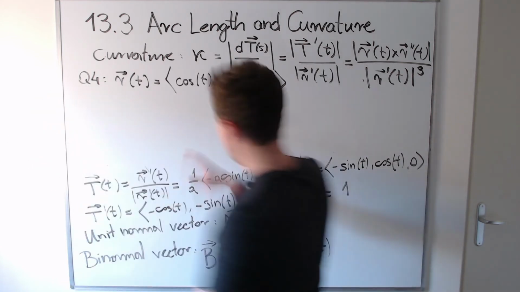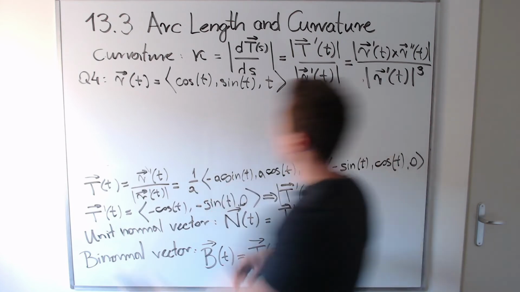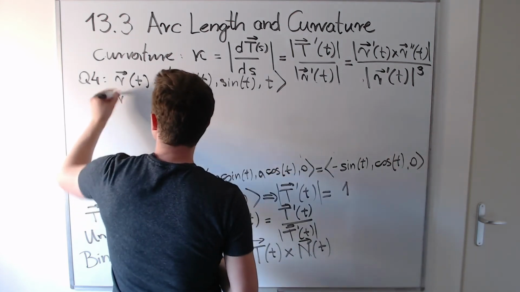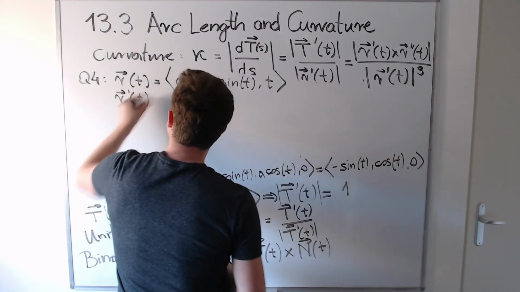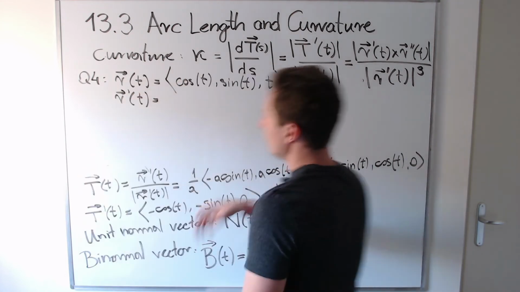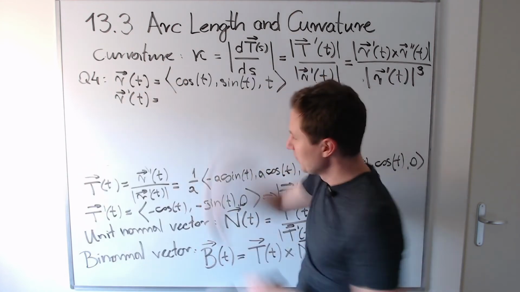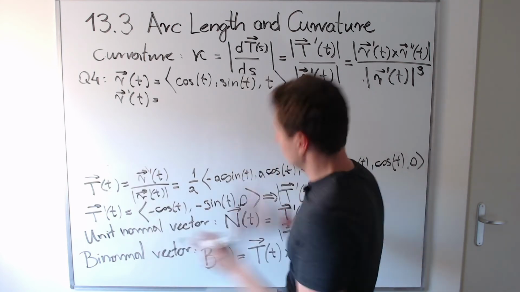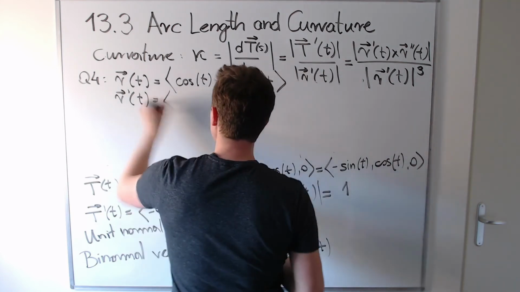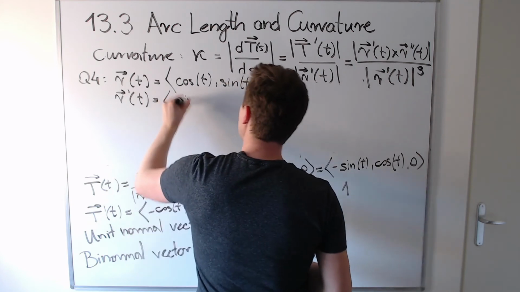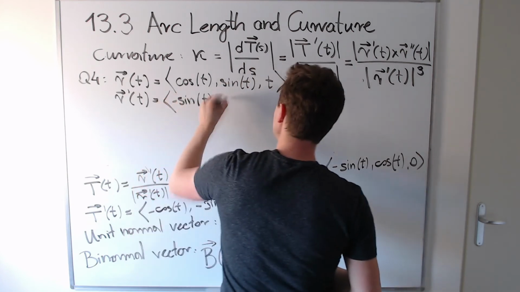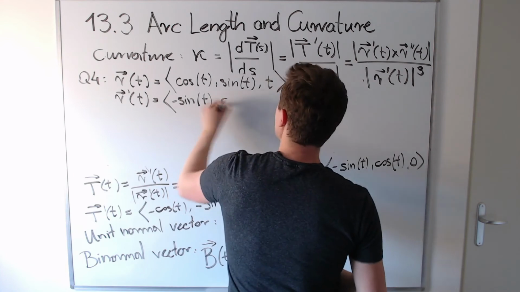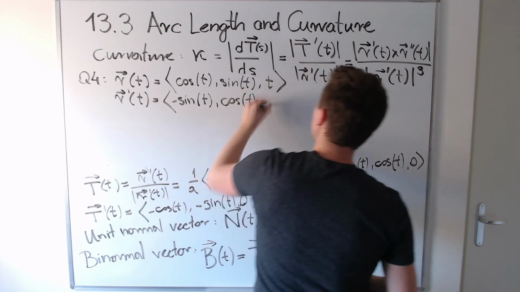Okay, so first we need the derivative of r(t). Pause the video and input your answers below. And if you paused it, what you could have done is just computing the derivative of r(t) first to get minus sine of t, cosine of t, and 1.